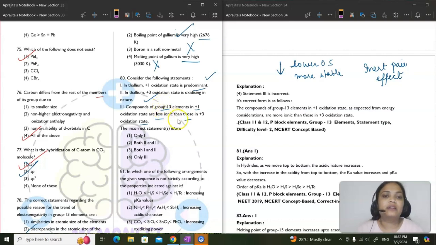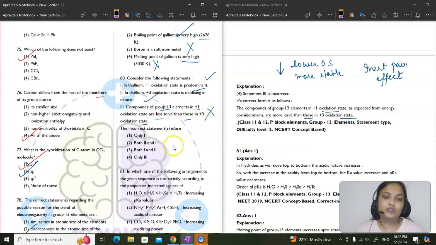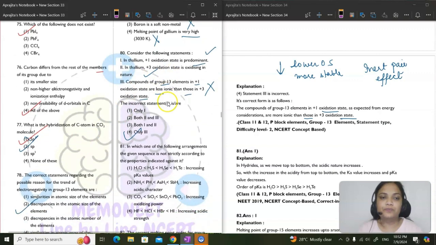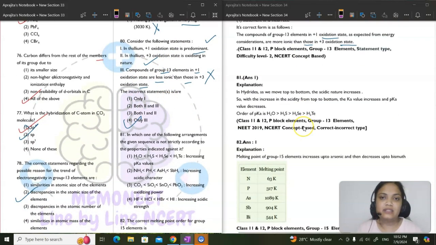Next, in compounds of group 13, what happens is +1 oxidation state compounds are more ionic than those of +3 oxidation state. So this is wrong. It means only the third statement is incorrect, because we had to choose the incorrect statements, no?